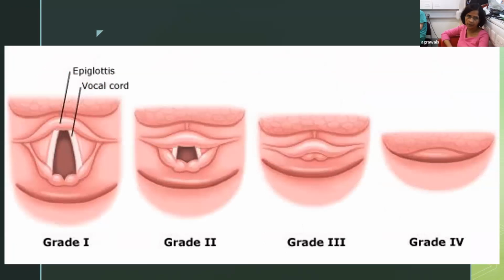This is what you would see written in the patient's notes here, and this is the grading system we would define the patient's airway by, but this is only after the laryngoscopy. We cannot be 100% certain of what we would find till we put the laryngoscope in. So it might be too late, but that might be the only option for us.